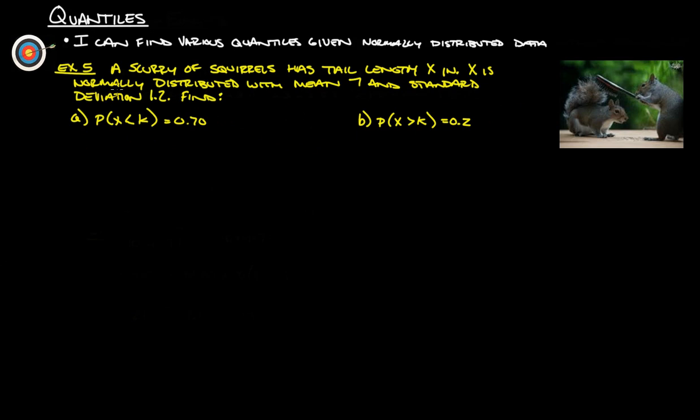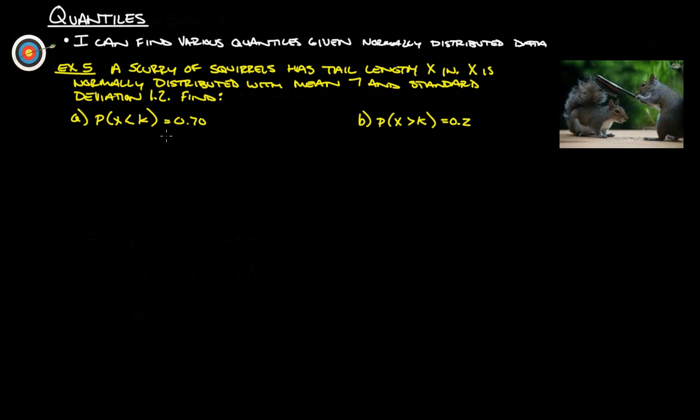So example 5, a scurry of squirrels has tail length x inches long. X is normally distributed with a mean of 7 and standard deviation of 1.2. Find this here. Now this says the probability where x is less than k equals 70%.